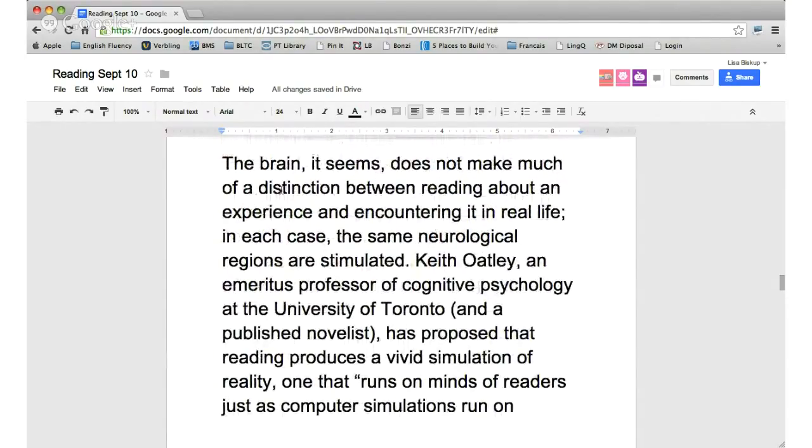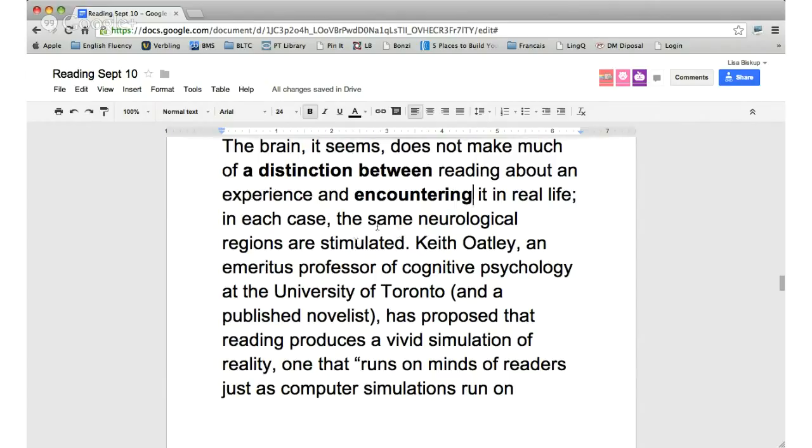Yeah, so that's interesting. It's not making a distinction. When you make a distinction between one thing and another thing, you point out the difference. But it appears that when we're reading something, our brain doesn't know that it's not happening. So we could be reading about it or actually encountering it, and encountering means finding it in our own lives, having it happen to us. And so the same neurological regions, the same parts of the brain, are stimulated whether we're reading or actually doing it in real life.